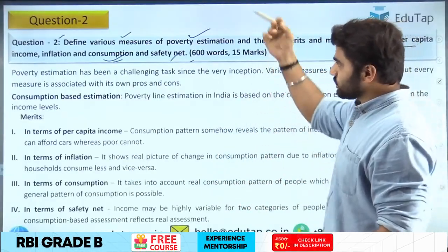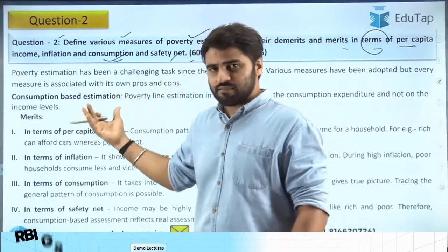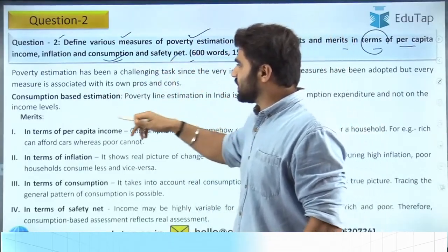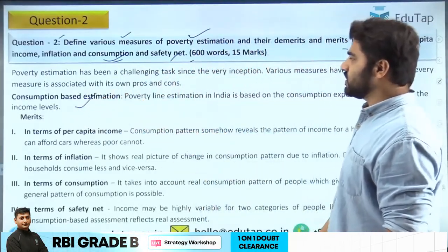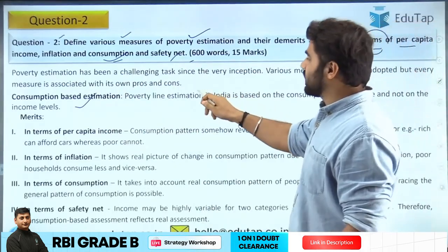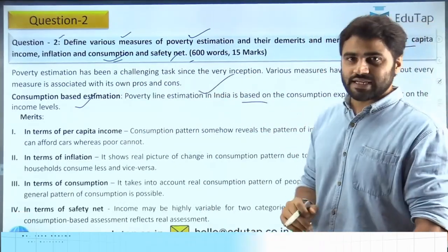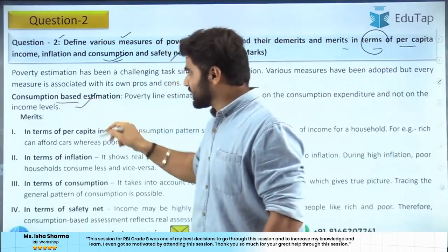So guys, here again we can see in this model solution that there are 2 types of poverty estimation measure, like consumption based estimation, right? Here you can see that poverty line estimation in India is based on the consumption expenditure and not on income level. So this is related to consumption based estimation.